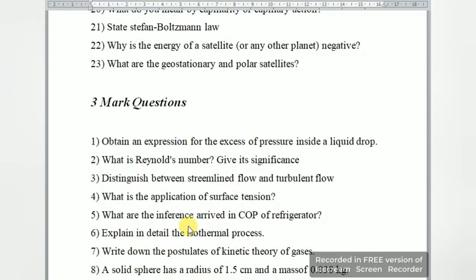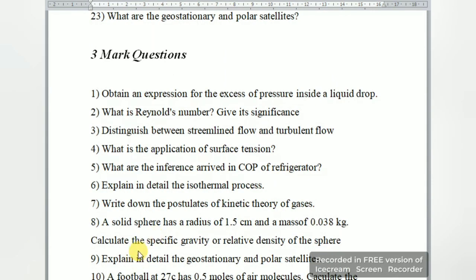Next, what are the differences in the COP of a refrigerator? So, this is an important question. Next one, explain in detail the isothermal process. Next one, write down the postulates of kinetic theory of gases. Next one, a solid sphere has a radius of 1.5 centimeter and a mass of 0.038 kilogram. Calculate the specific gravity or relative density of the sphere.